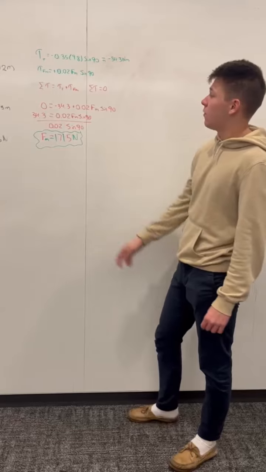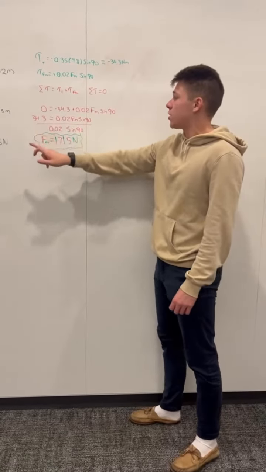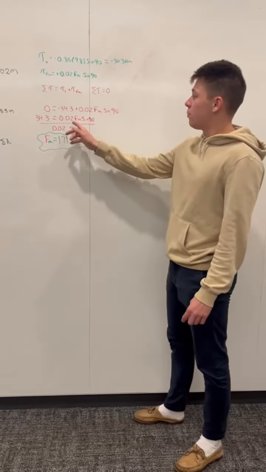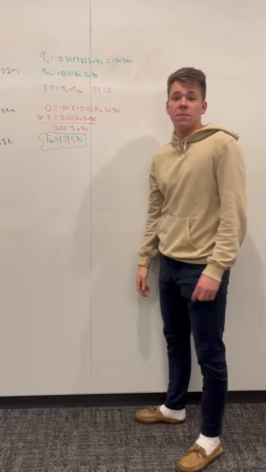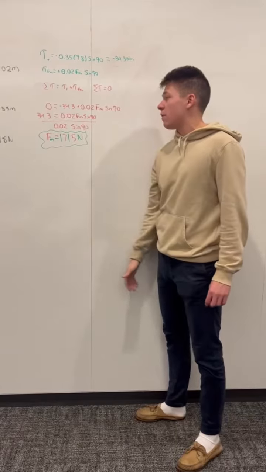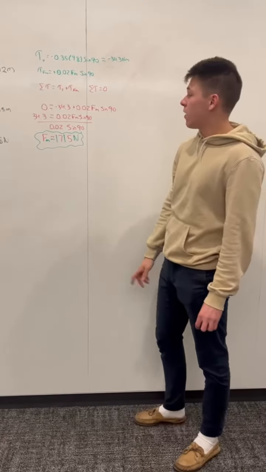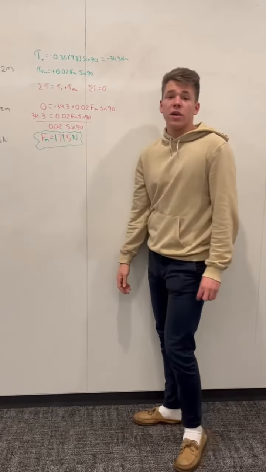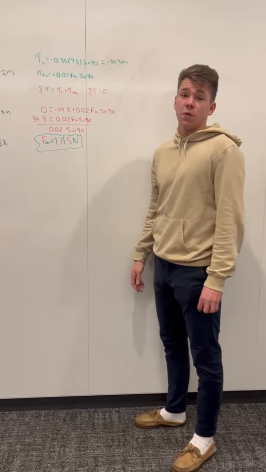So here, if we solve, we add 34.3 to the other side, that's positive. We're left with 0.02 FM sine 90. We divide by 0.02 sine 90 to just leave FM on this side. And when we do that, we find that FM is exerting 1,715 newtons of force. We have exerted 1,715 newtons of force during leg day. That's a good day.